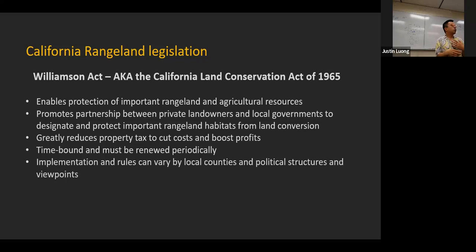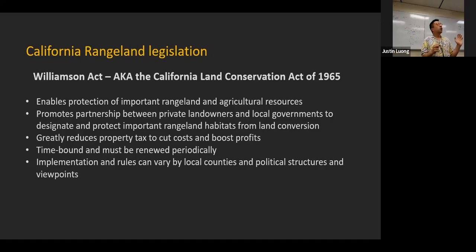And so there's a patchwork. Implementation and rules can vary by local counties and political structures and viewpoints. This is California legislation, but it is enacted by counties, not by the state. And so it's different in Humboldt County, where Wendy says the Williamson Act is 10 years, not 20. But implementation can vary by local counties and political structures.